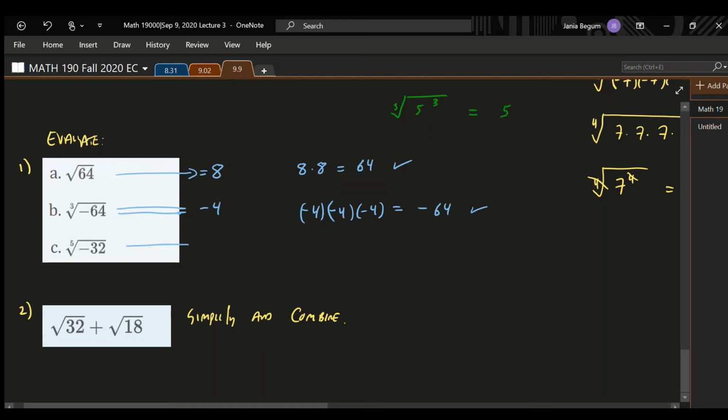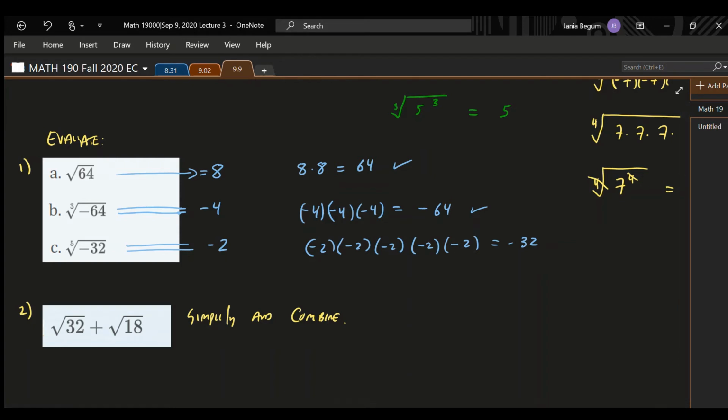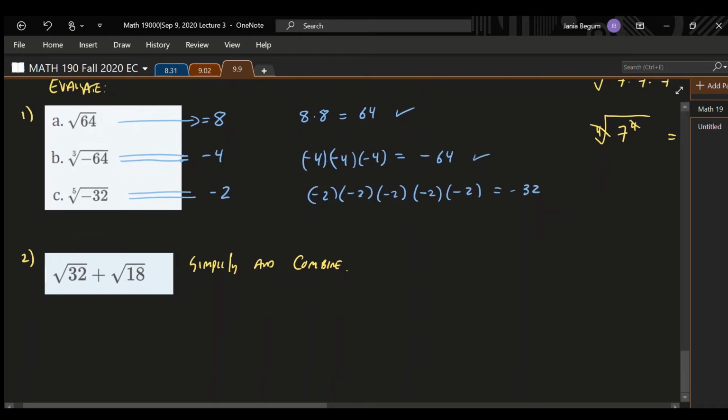And can someone tell me the last one? C. Okay, let's check: -2, -2, -2, -2, and -2. And that should be -32, right? So fifth root, meaning you're looking for a number multiplying itself 5 times to give you that number. Alright, looking good. Now let's do the last one together.